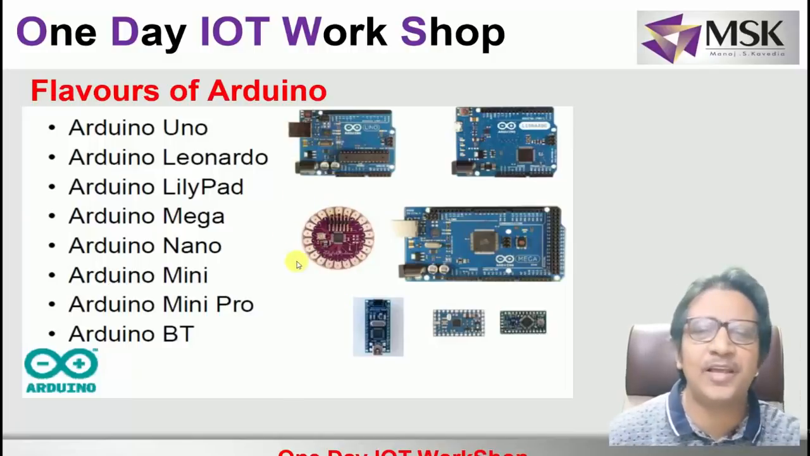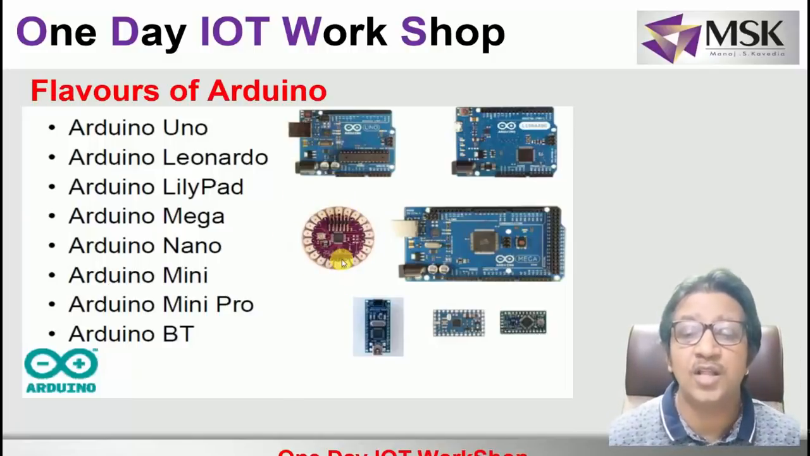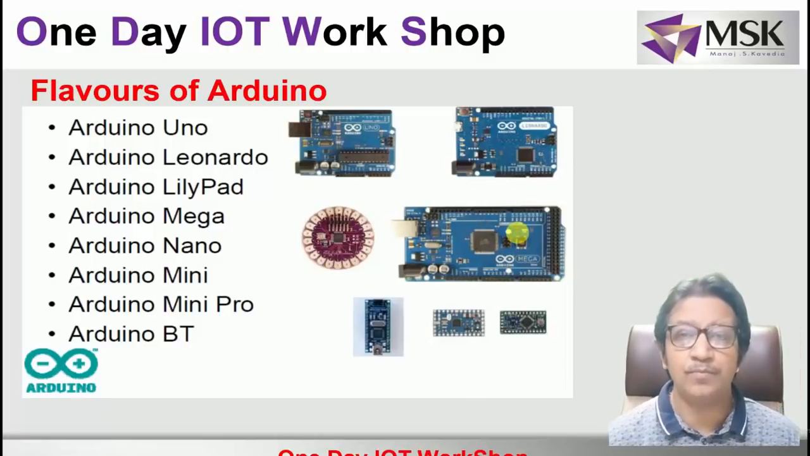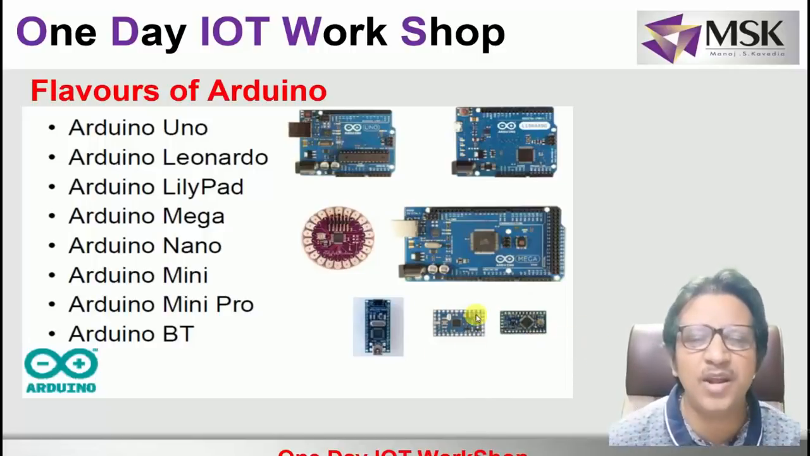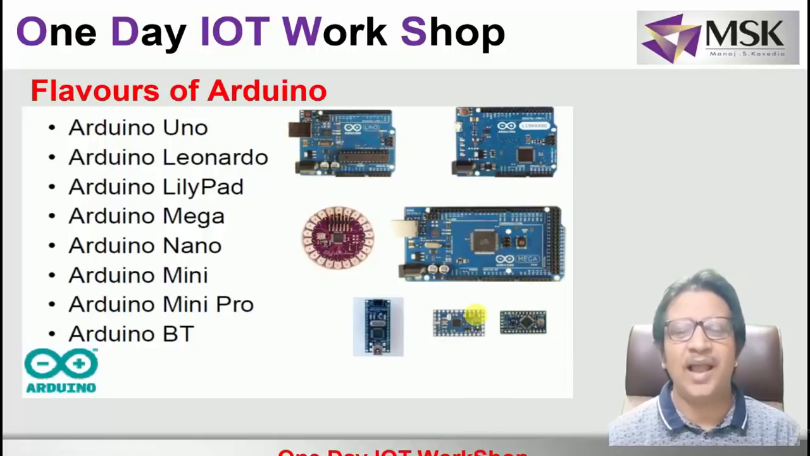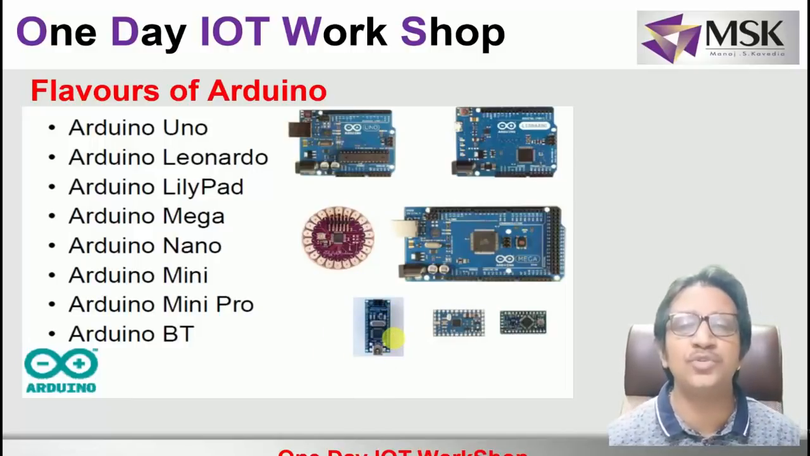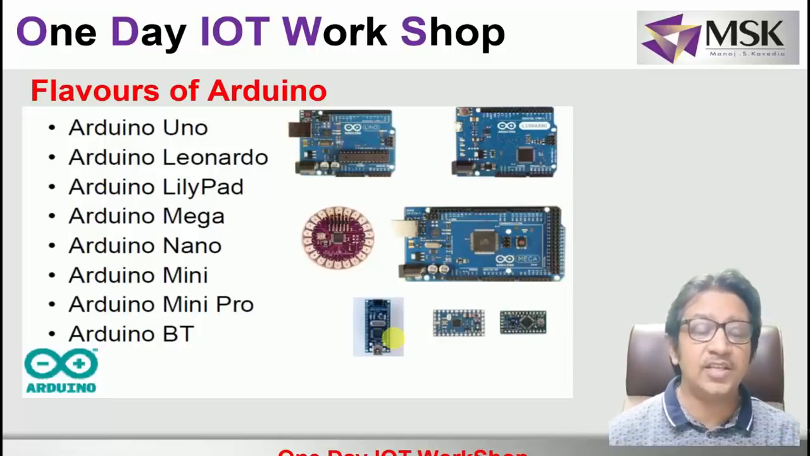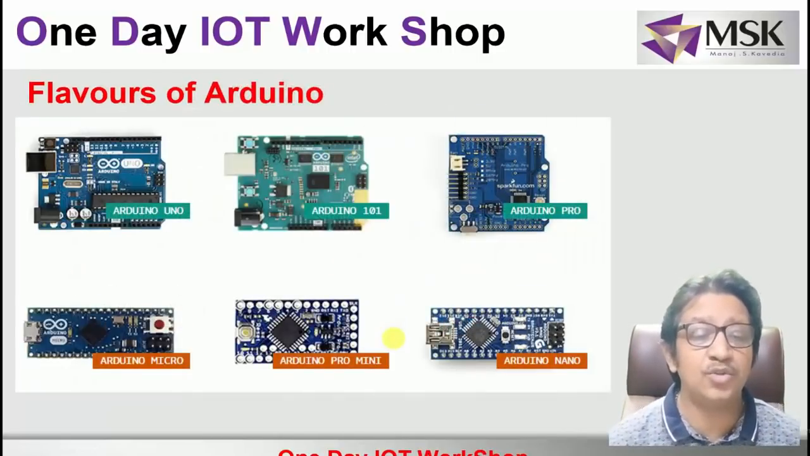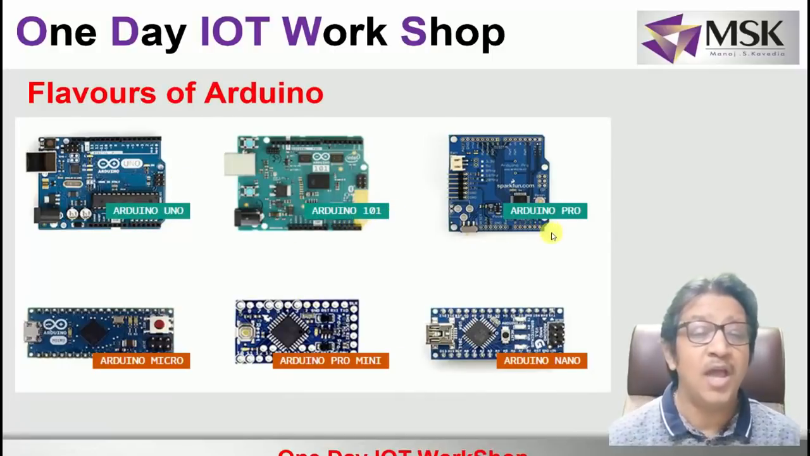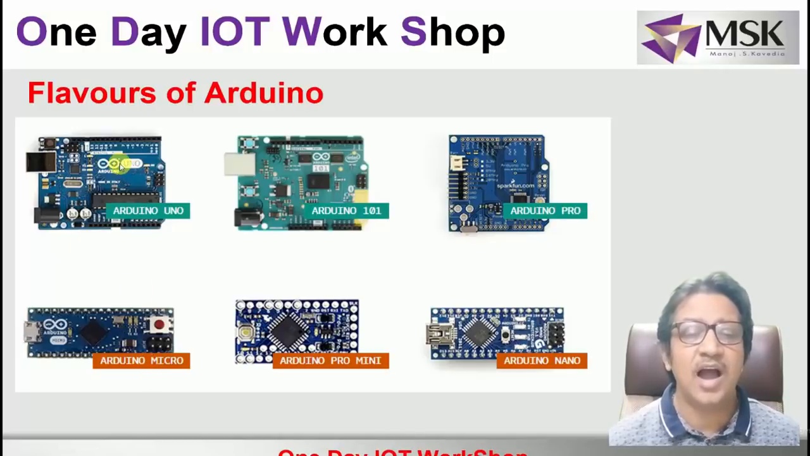So depending upon your application, suppose you have a larger number of inputs and outputs, then you can go for the Mega. If the space required is very little, you can go for Mini or Pro Mini. And if you need something intermediate, then you can go for Nano. And of course, you know, Uno is evergreen, always used and available. So let's see the different flavors. One is Uno, 101, Pro, Nano, Pro Mini, and Micro. And let's see what the differences are. Compared to your Arduino, the form factors and hardware are different.